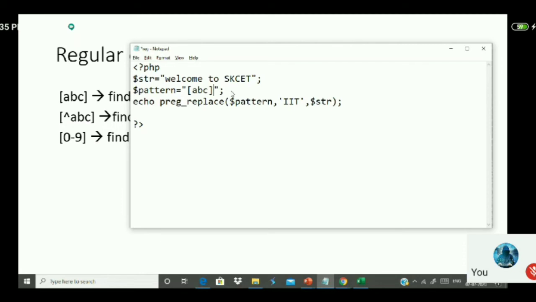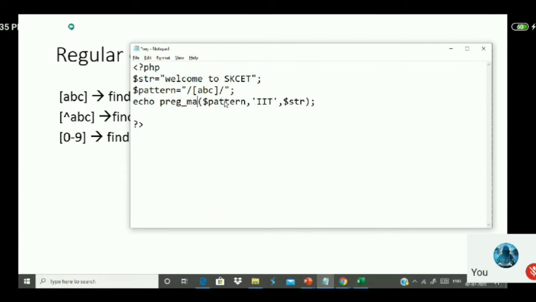That means it will search the sentence. Use a pattern like this. It will search the sentence and verify whether A or B or C exists in my string. Of course, A does not exist, but C exists here. So I will get a match here.